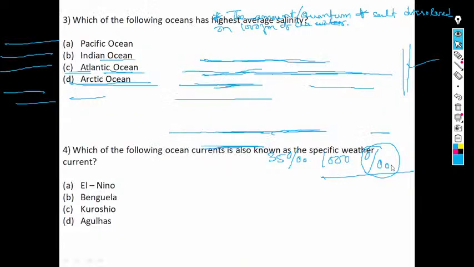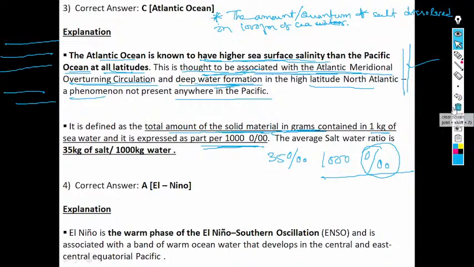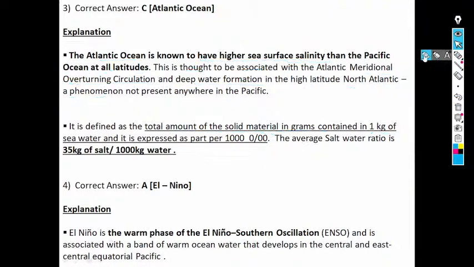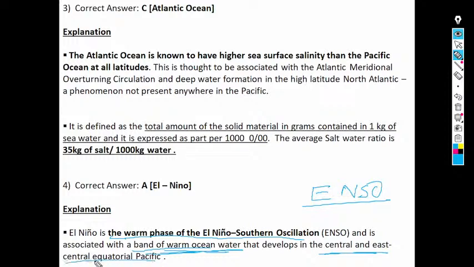Which of the following ocean currents is known as the specific weather current? It is El Nino, I can say. El Nino is the warm phase of the El Nino Southern Oscillation, and is associated with the band of warm ocean water that develops in the central and east-central equatorial Pacific. Okay, El Nino current.